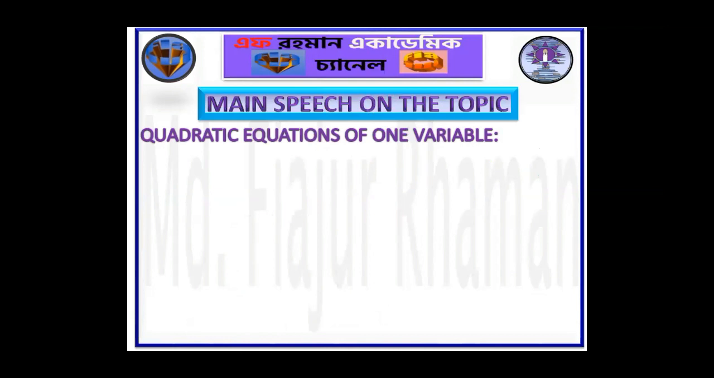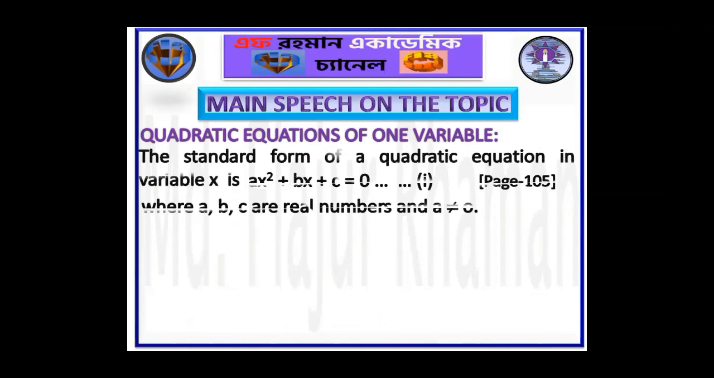Main speech on the topic, quadratic equations of one variable. The standard form of a quadratic equation in variable x is ax square plus bx plus c is equal to 0, where a, b, c are real numbers and a is not equal to 0.